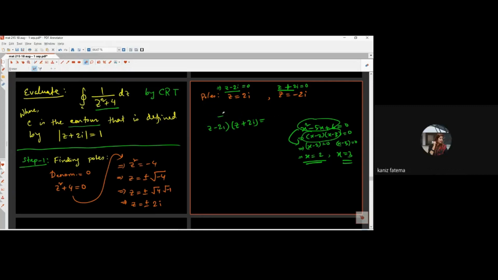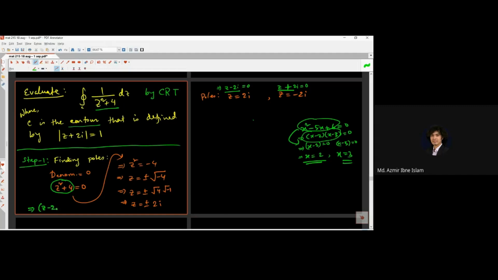That means the denominator that we have here is not in factored form, but we can write it in factored form because factored form is important. So z squared plus 4 is actually (z minus 2i) times (z plus 2i). So we can write the main integral again so that you can understand easily: actually, we have 1 over (z minus 2i)(z plus 2i) dz. Instead of the earlier form, we are writing this one. Do you understand my point?